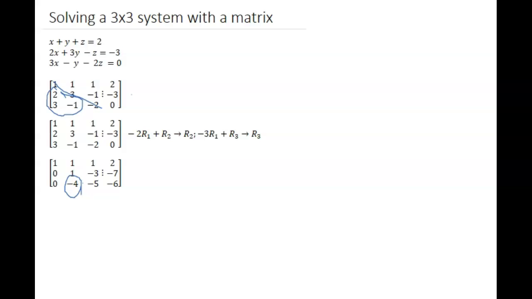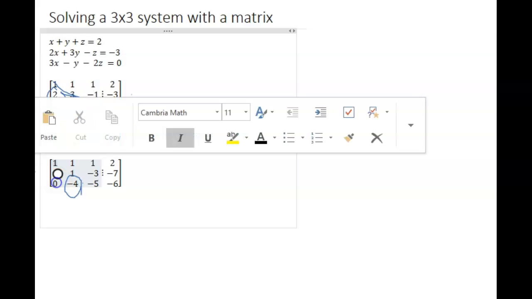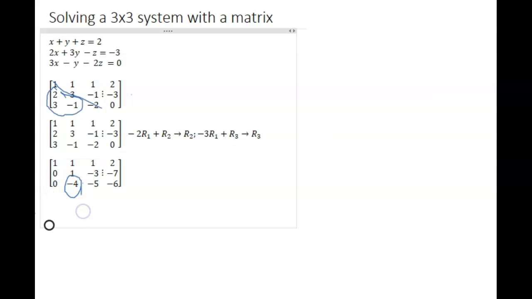This time, if I try to use row 1, look what's going to happen. If I try to use row 1 to combine with row 3, that lovely 0 in the first column of row 3 that we worked so hard to get is going to disappear, because I'm going to say something times 1 and add it to that 0. Well, I don't want that. I want to keep the 0 at the beginning of row 3.